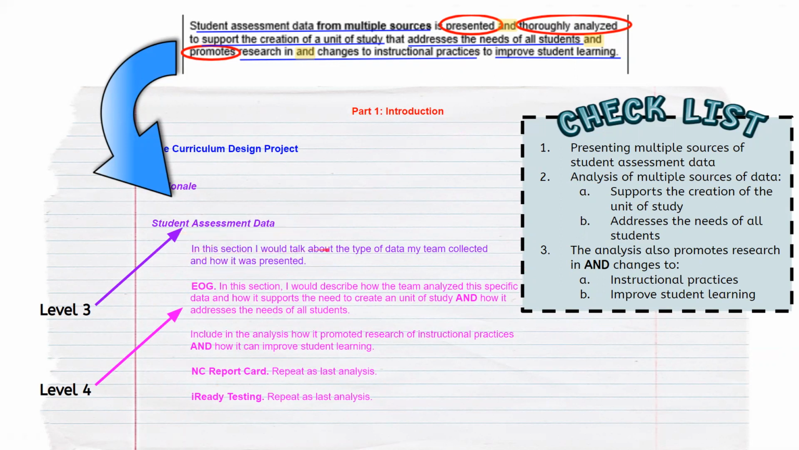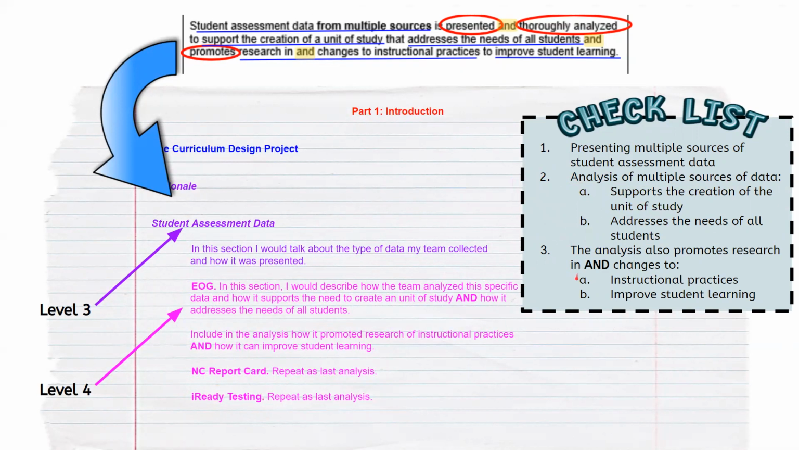In this section, I would talk about the different types of data my team collected and how it's presented. So check, boom, right here, check. So then I talk about the multiple pieces of data. I talk about EOGs, I talk about the NC report card, and I might talk about the iReady testing. So in this section for EOGs, I'm going to describe how the team analyzed specific data and how it supports the creation of this unit of study and how it addresses the needs of students right here. So number 2, check.